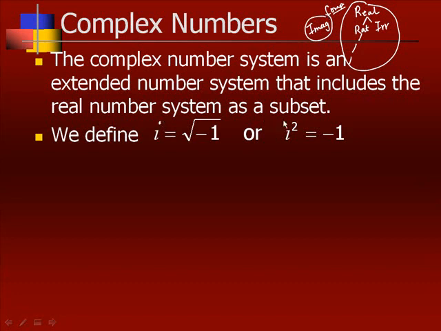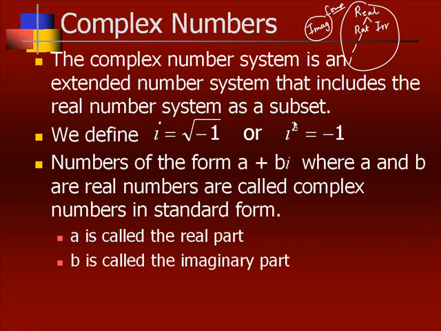Now, we defined i to be the square root of negative 1, such that i squared will give us negative 1. Now notice I'm not saying i is negative 1. i is the square root of negative 1, and i squared is negative 1. Now numbers of the form a plus bi, where a and b are real numbers, are called complex numbers in standard form. The a is called the real part. The b, or the number in front of the i, is called the imaginary part.